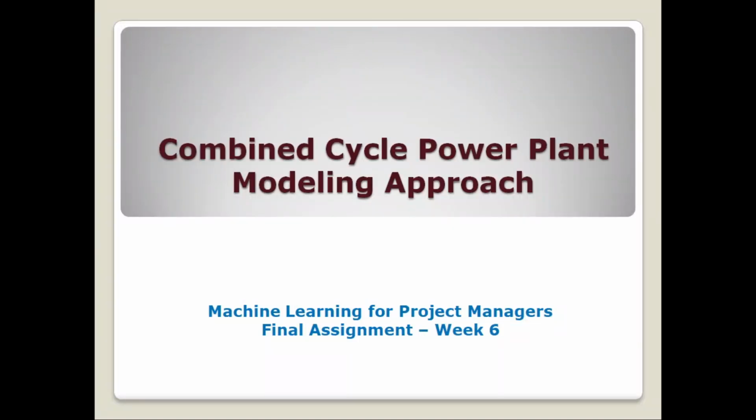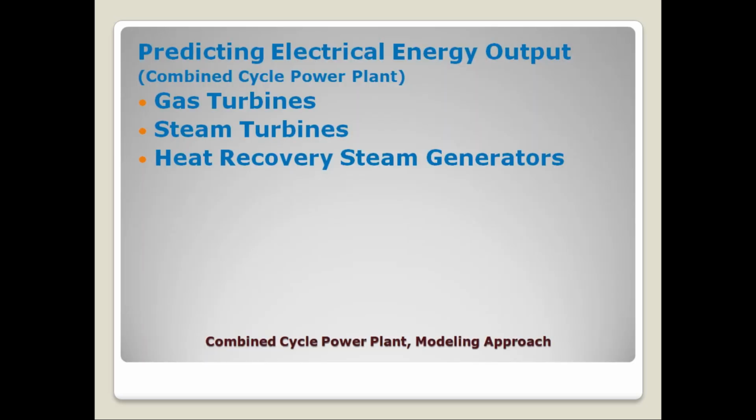Today I'll be presenting my final assignment of Coursera on machine learning for project managers. In this assignment, we'll be predicting the electrical energy output of a combined cycle power plant, which uses a combination of gas turbines, steam turbines, and heat recovery steam generator to generate power.